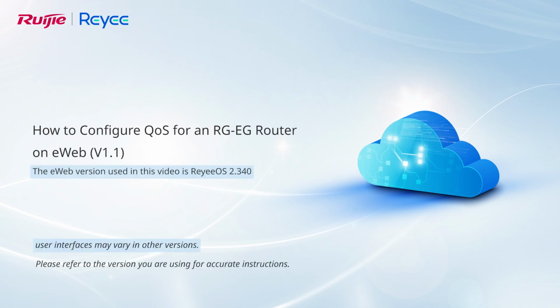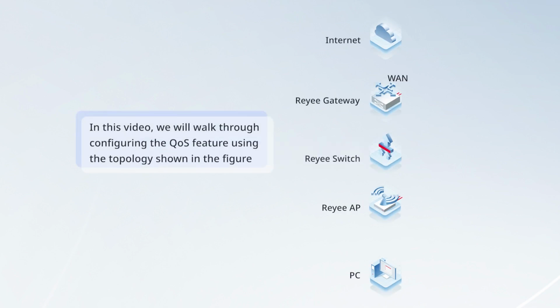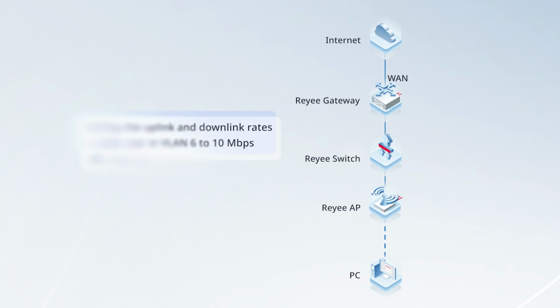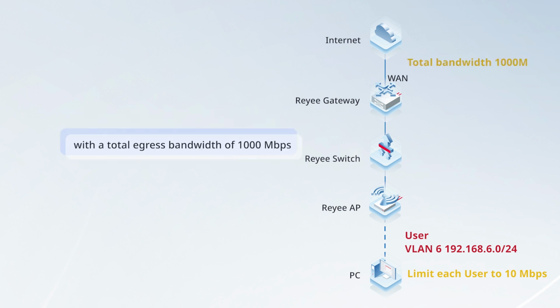This video demonstrates how to configure the quality of service (QoS) feature for an RG-EG router on eWeb. QoS can optimize traffic to prevent congestion. In this video, we will walk through configuring the QoS feature using the topology shown in the figure, limiting the uplink and downlink rates for each user in VLAN 6 to 10 megabits per second, with a total egress bandwidth of 1000 megabits per second.